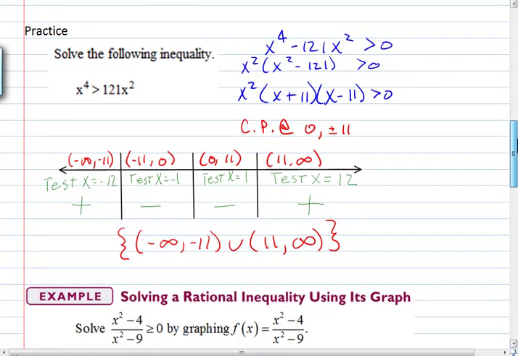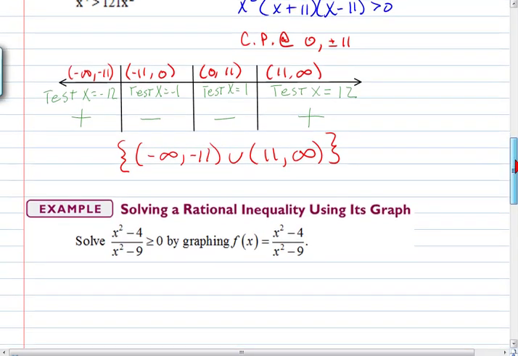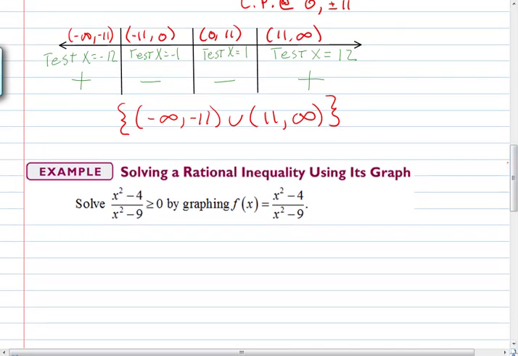Okay, so the next problem is solving a rational inequality using its graph. So that wrapped up the polynomials. Now we're going to move on to rationals. And the only real difference between the rational and the polynomial in the process that we went through with the steps is that now our critical points will come from two places, from the numerator and from the denominator.